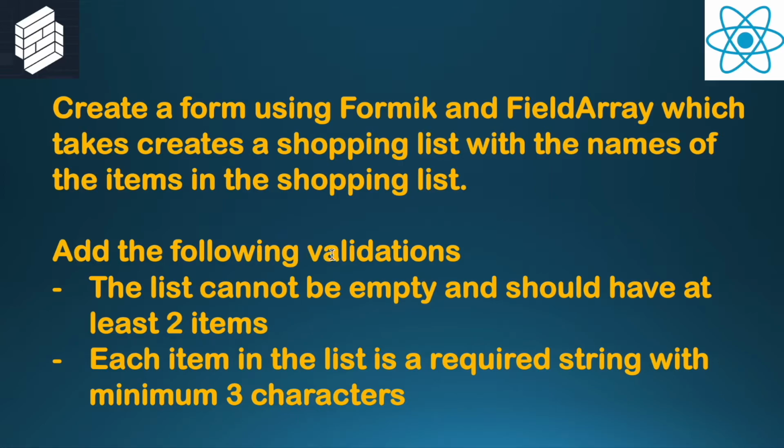So add the following validations. The list cannot be empty and should have at least 2 items. This is a validation at the level of the array: the whole array is required and should have at least 2 items. Each item in the list is a required string with minimum 3 characters. This is a validation within each element of the array. The product name is required and should have minimum 3 characters. These are the two validations we want to add, and let us see how we add them.